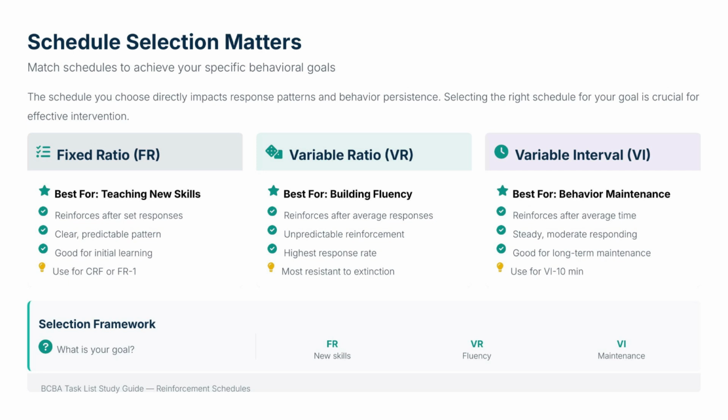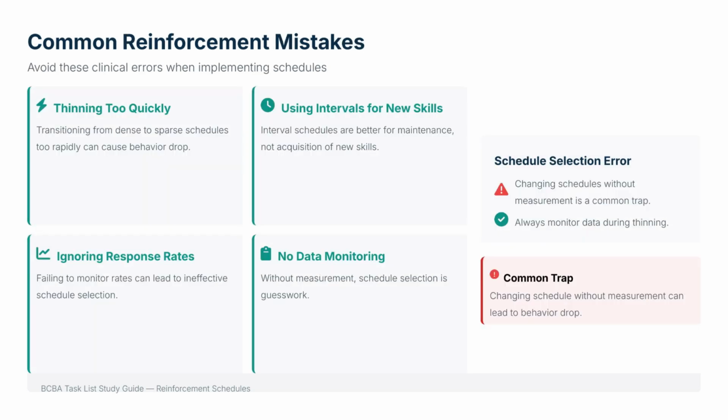Now let's consider common implementation errors. Common mistakes include thinning too quickly, using interval schedules for new skill acquisition, and failing to monitor response rates. Schedule changes without data can lead to behavior reduction. Measurement is essential when adjusting reinforcement density.